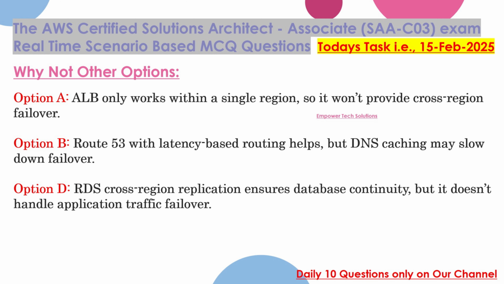Why not other options? Option A. ALB only works within a single region, so it won't provide cross-region failover. Option B. Route 53 with latency-based routing helps, but DNS caching may slow down failover. Option D. RDS cross-region replication ensures database continuity, but it doesn't handle application traffic failover.